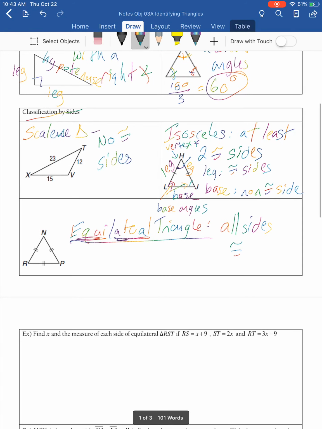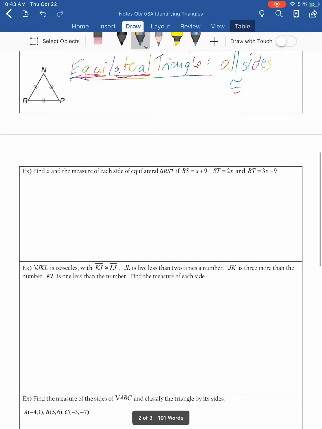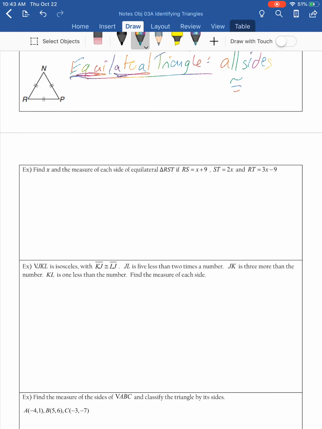Okay, picture drawing. That's really important in this class, at least to get that visual of what we're dealing with. So for our first example here, it says find x and the measure of each side of equilateral triangle RST, and so on. So it says I have an equilateral triangle, so that's what I'm going to draw. Doesn't have to be perfect. And I know it's triangle RST, so each of the vertices are R, S, and T.